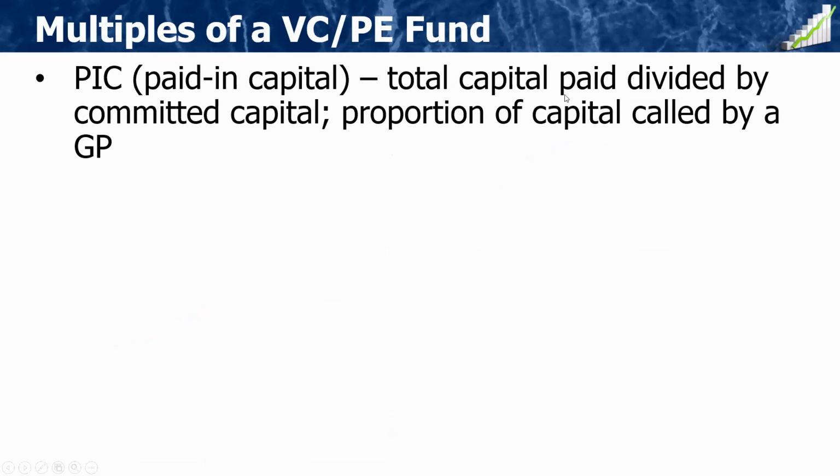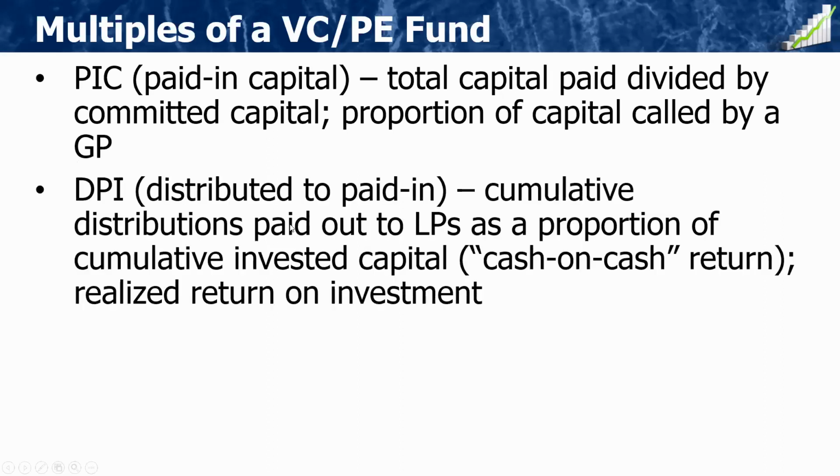Paid in capital, that's the total capital that was paid into the fund, and it is divided by committed capital. And actually, it shows you the proportion of capital called by the general partner from your commitment, right? It tells you, let's say if it's 0.5, it means that half of your obligation is already fulfilled. You have provided 50% of the capital which you are legally obliged to provide, and the remaining part is also 50%.